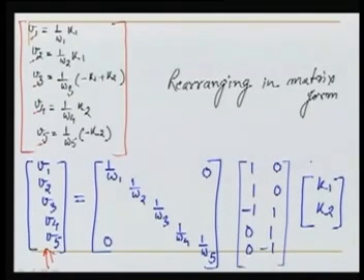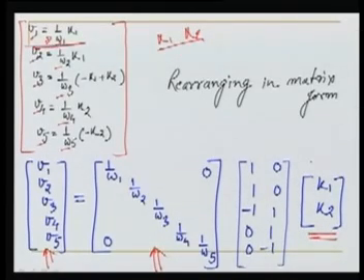I have written the W terms separately here: 1 by W1, 1 by W2, 1 by W3, 1 by W4, 1 by W5. And all of these I am putting here in a diagonal matrix. Then, we have K1 and K2 here, and then the coefficients of K1 and K2. For example, in the very first one, the coefficient of K1 is 1 and K2 is 0.